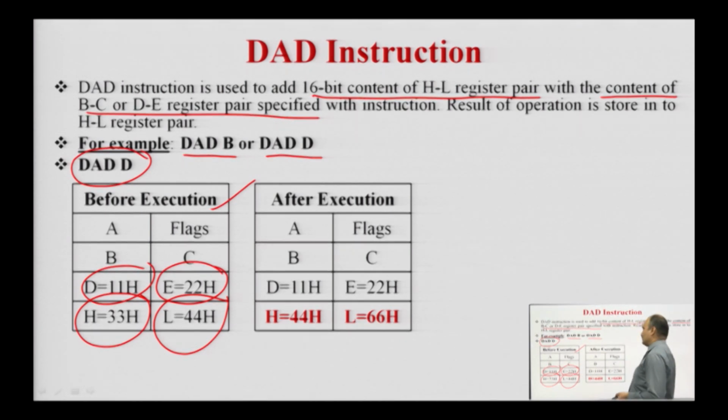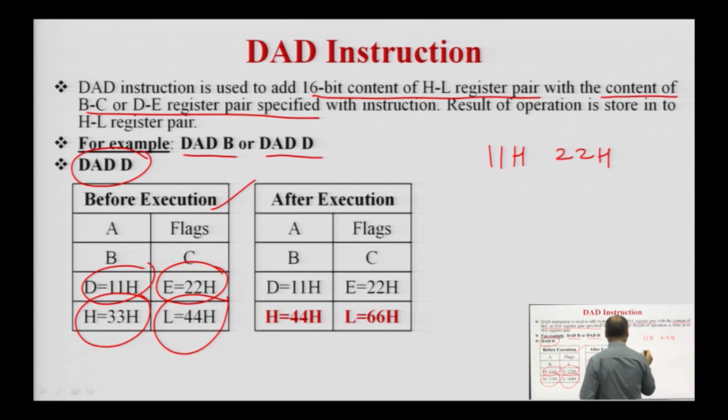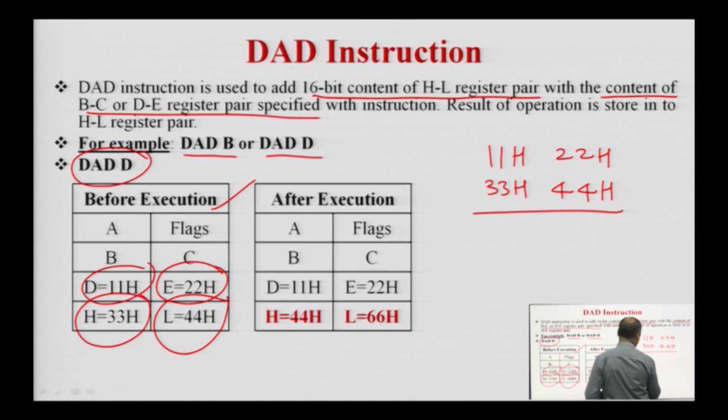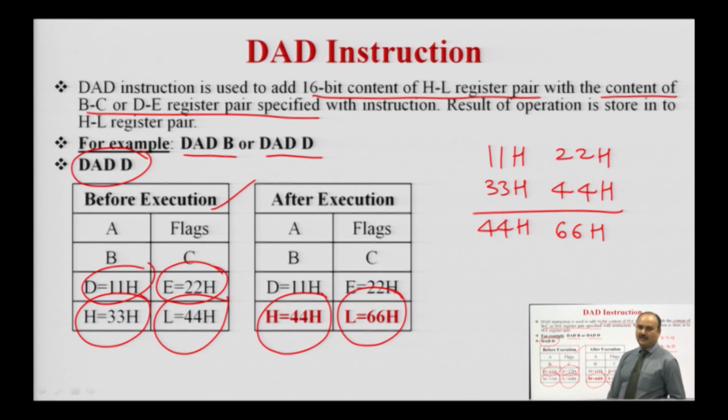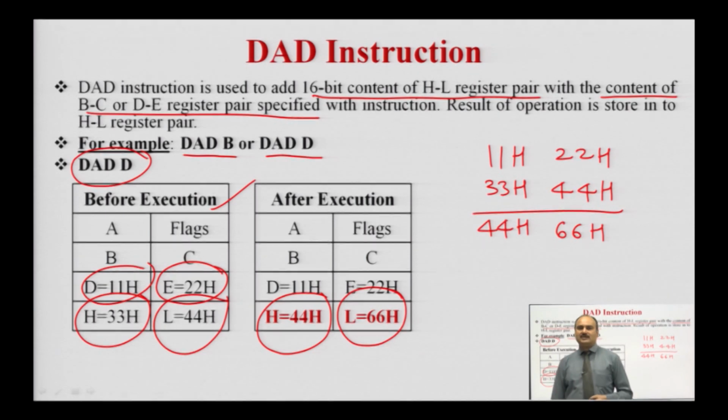After the execution of this instruction, the result will be stored. We add 11H, 22H with 33H and 44H. The result will be 44H and 66H, which is a 16-bit number. It is stored into the H and L registers. The H register will have the value 44H and the L register will have the value 66H. In this way we add two 16-bit numbers.